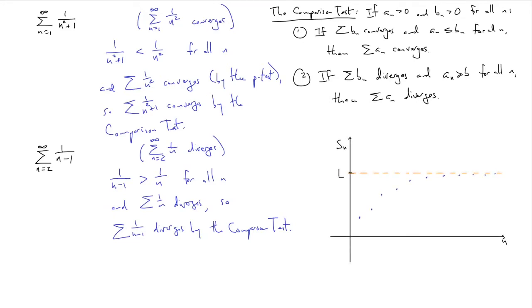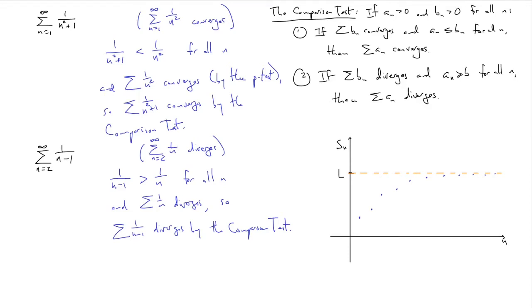What I'm graphing here are the nth partial sums of b sub n. This is for the first part, where we imagine that the sum of b sub n converges to some value L, which means that the sequence of nth partial sums are getting closer and closer to L the farther we go out, the larger n gets.